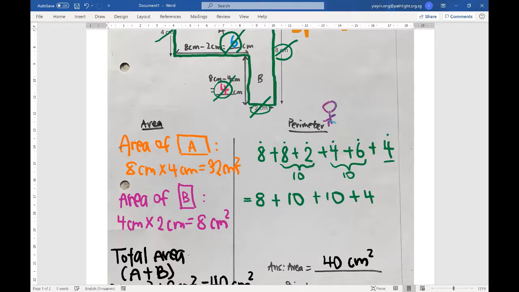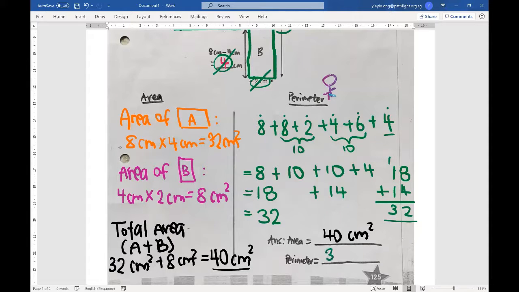Okay, so 8 plus 10, that would be 18. Then 10 plus 4 is 14. So now 18 plus 14, I need to do my working. That will be 32. So the perimeter of this composite figure is 32 centimeters.